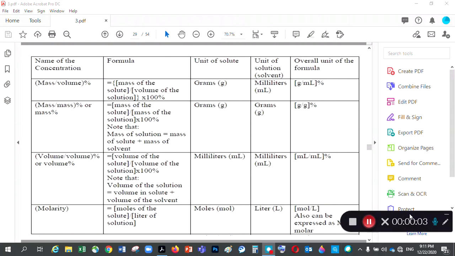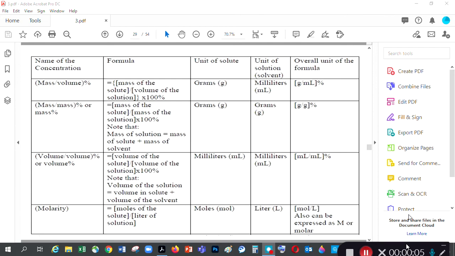Now we'll go for the second part. The second part will cover the molarities, calculation of different molarities. We'll start with the first one here.